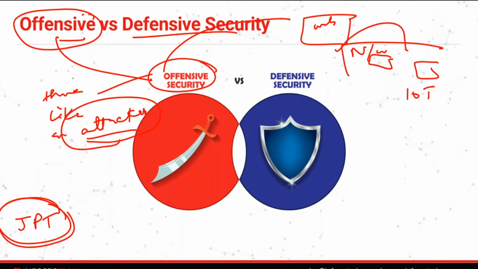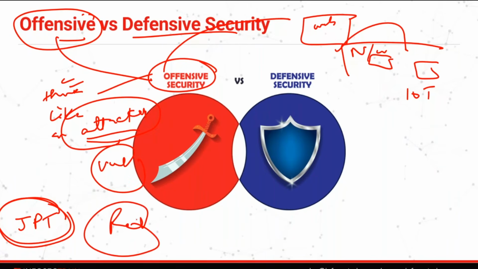So in offensive security, professionals are hired and they simulate cyber attacks to find the vulnerabilities before the real attackers find the vulnerabilities in your organization. So what is your role? You will find the vulnerabilities before the real attacker does, and then you will give that report to the organization, and then the defensive side is going to fix those vulnerabilities in the organization.